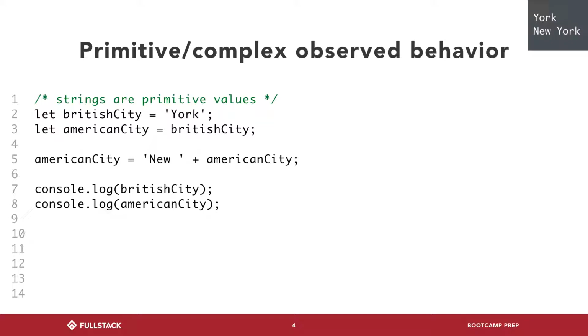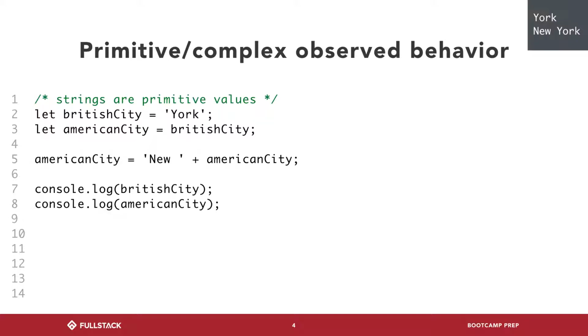Okay. York can never be changed, right? This York value can never be changed. And so on line 2, when I define this, I create this. On line 3, what I'm saying is, hey, let's create a variable called American city. I set it equal to British city, right? And what I'm doing is, I am actually also setting it equal to a string called York. Okay? Does this make sense so far?